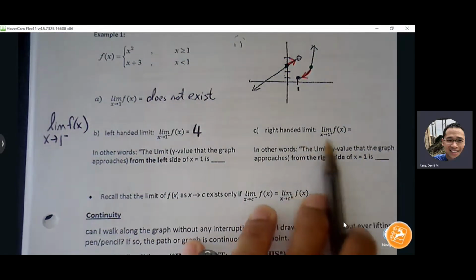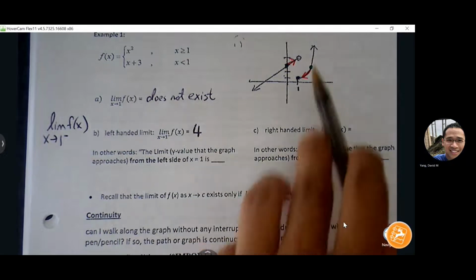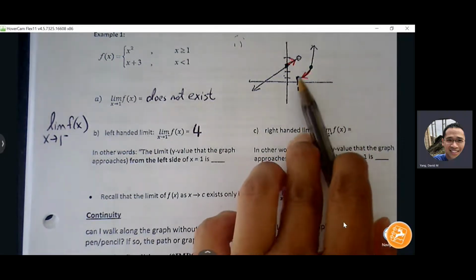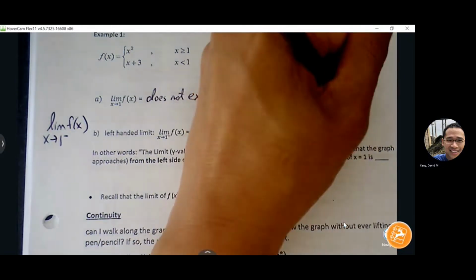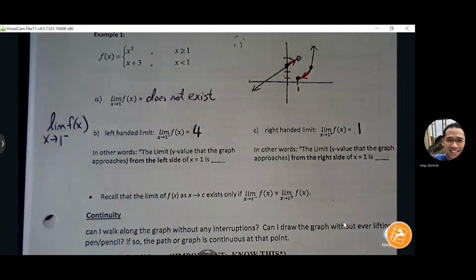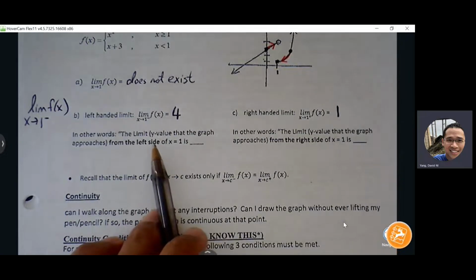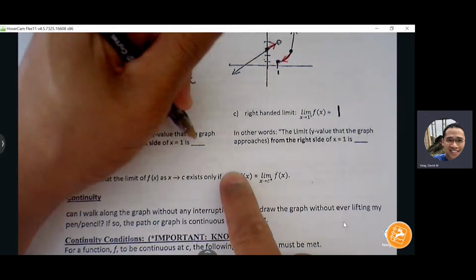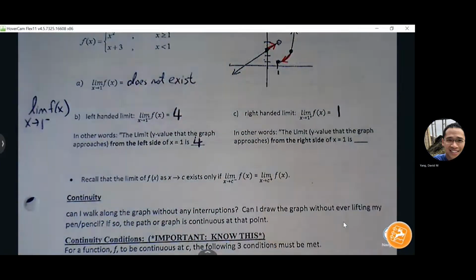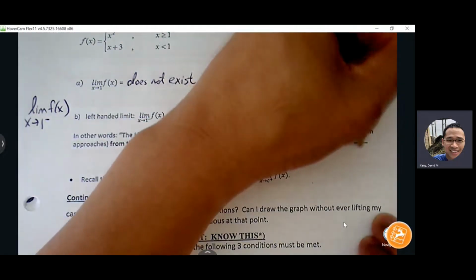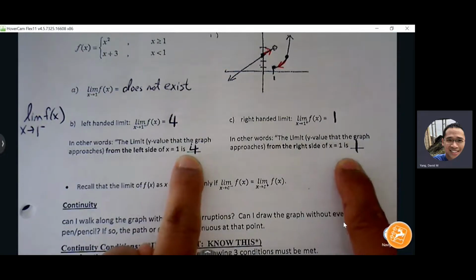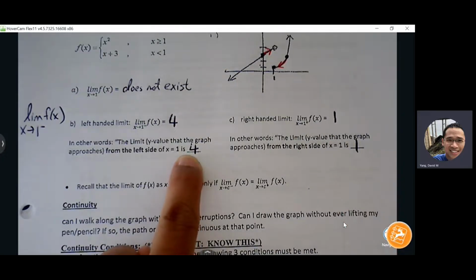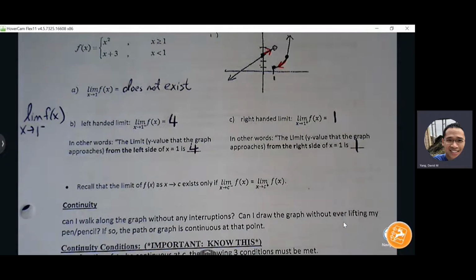What about the right-handed limit from the right side of 1? We see the arrow is headed towards a y value of 1. Okay, so in other words, the one-sided limit as we approach from just the left side of 1 is equal to 4. And the limit, if we're approaching from the right side of 1, is a y value of 1. We can obviously tell that these are not in agreement, so therefore the limit does not exist.